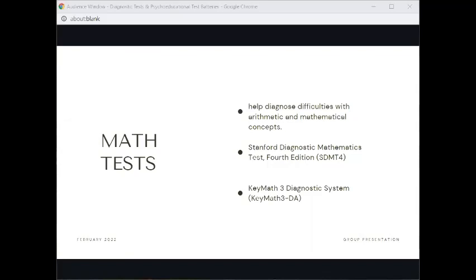Math tests are tests that help diagnose students' difficulties with arithmetic and mathematical concepts and can provide a profile of their mathematical strengths and weaknesses. Two examples of this type of test are the Stanford Diagnostic Mathematics Test, 4th edition, and the KeyMath 3 Diagnostic System. These tests typically test everything from basic concepts and operations to applications that need advanced problem-solving skills.